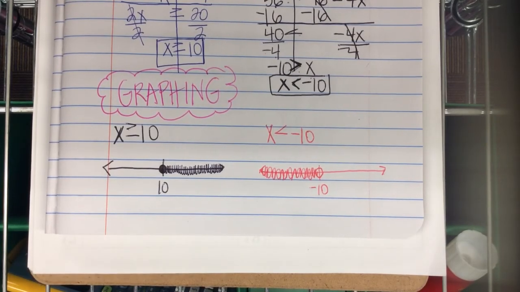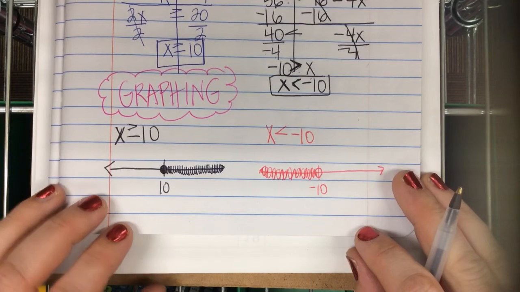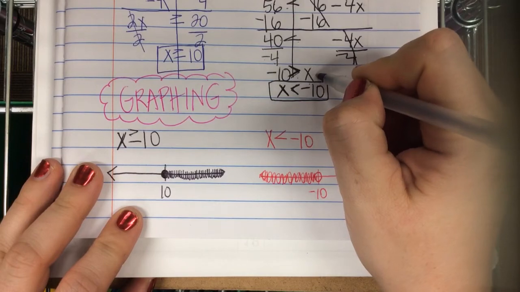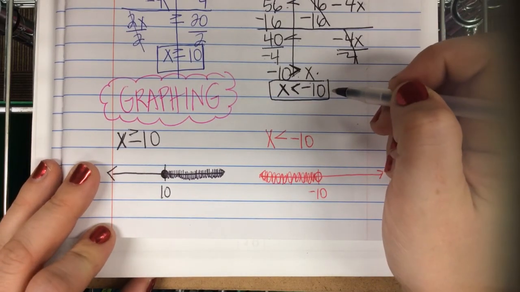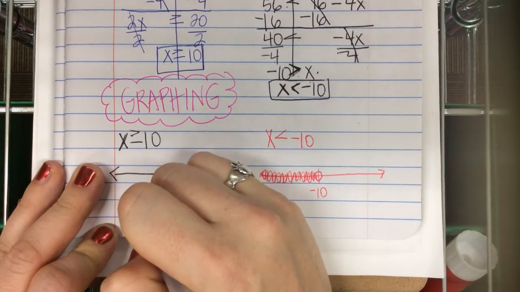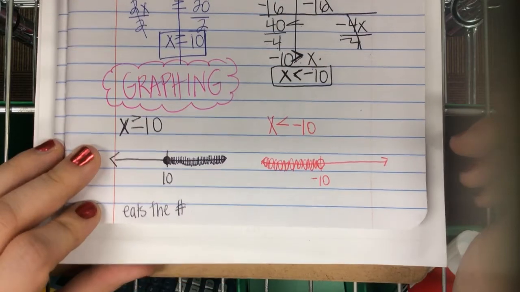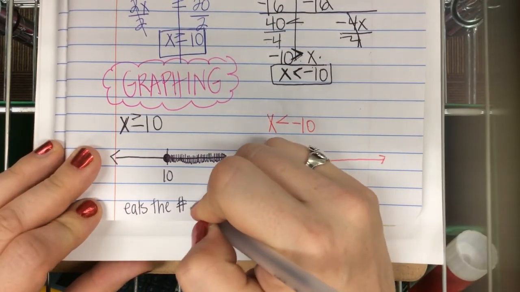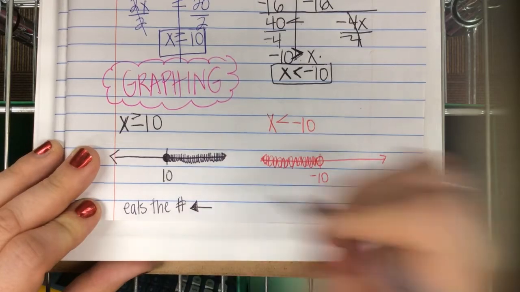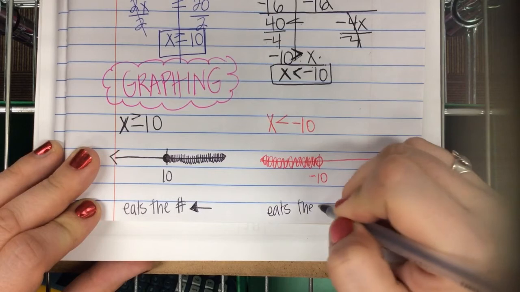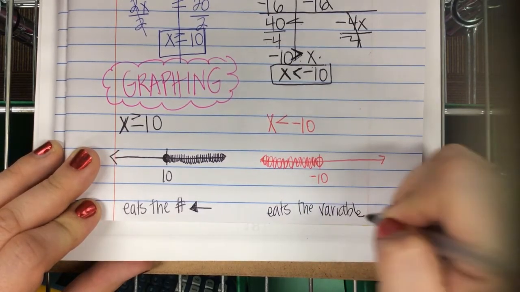Okay, so here's a little cheat sheet. You have to have your variable first. Are you listening to me, everybody? You have to have your variable first. This guy right here is a no-go. You have to have your variable first, so you have to switch it around. If it eats the number, you go down. If it eats the variable, you go up.